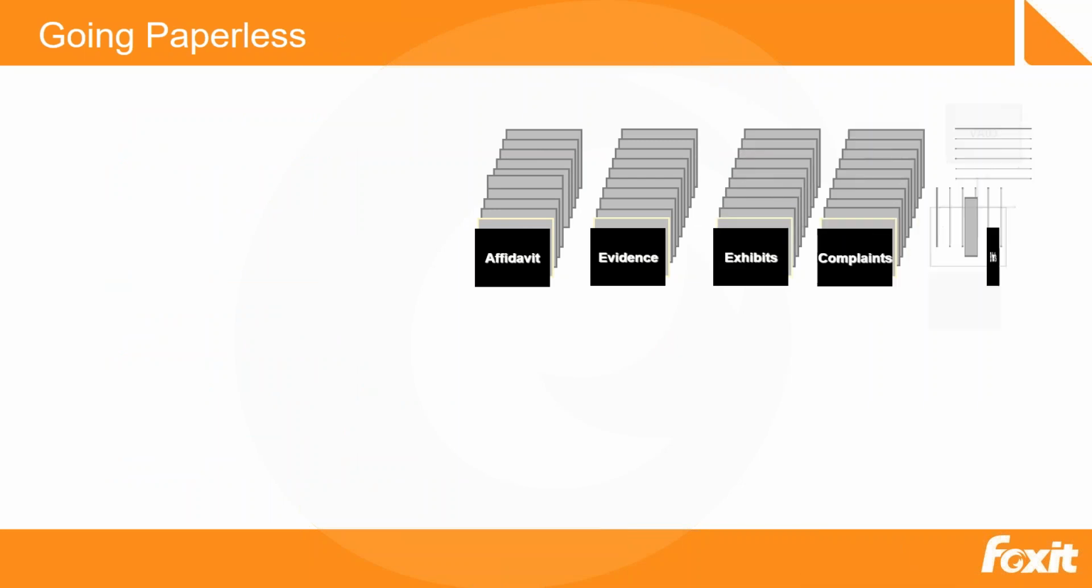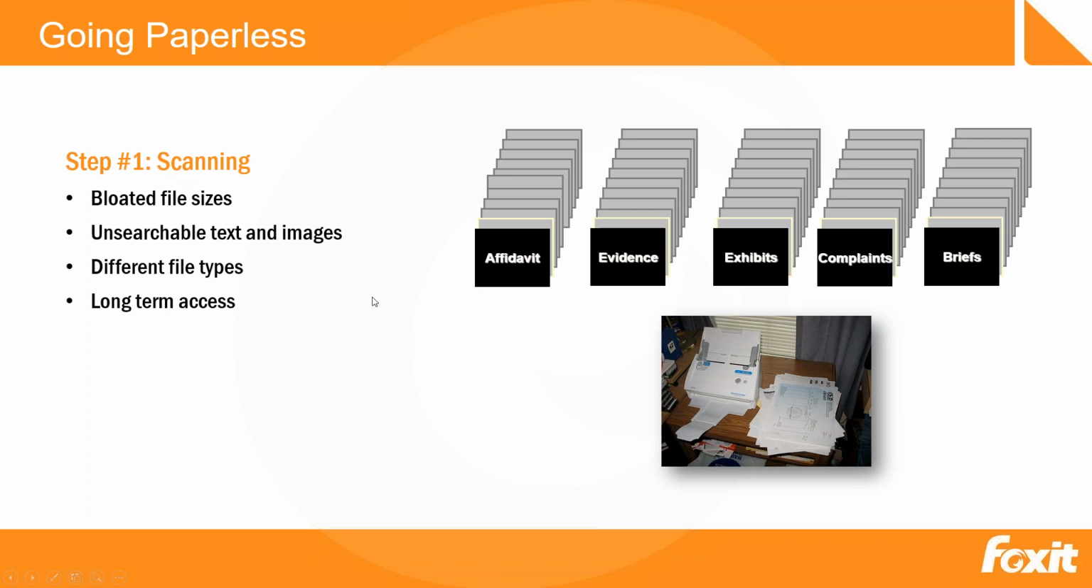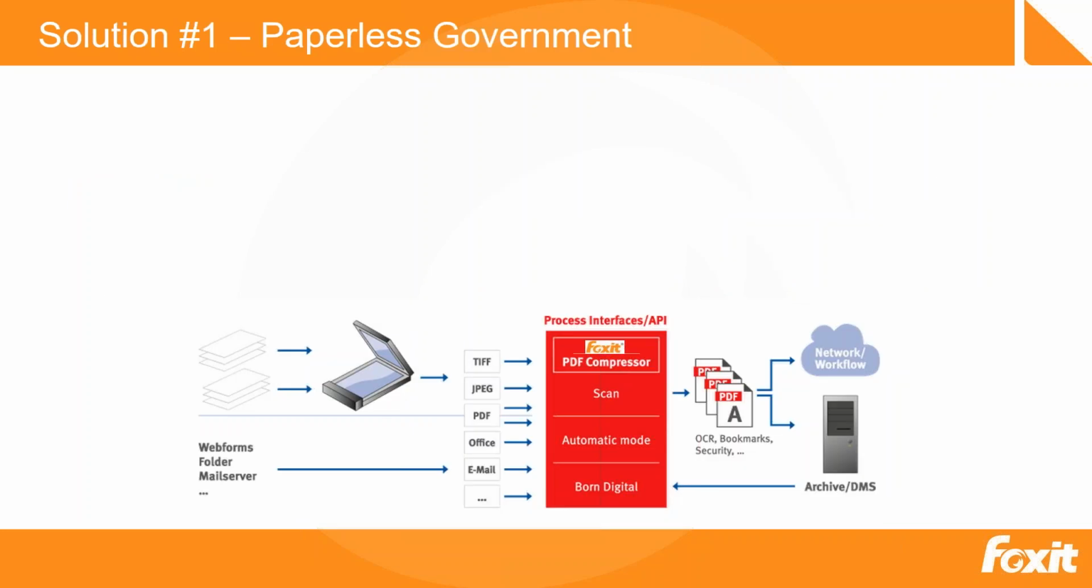So we know that in government, there's lots and lots of documents. And so scanning, the solutions out there are usually to scan. What happens when you scan? Bloated sizes. The text is not searchable. There's different file types. Long-term access, right? So a lot of people are concerned about preserving the information and making that very secure. It's difficult to email because the files are too large. And it takes a lot of storage, especially when you're doing color scanning, right? And there's a lot of manual processing around what they're doing today.